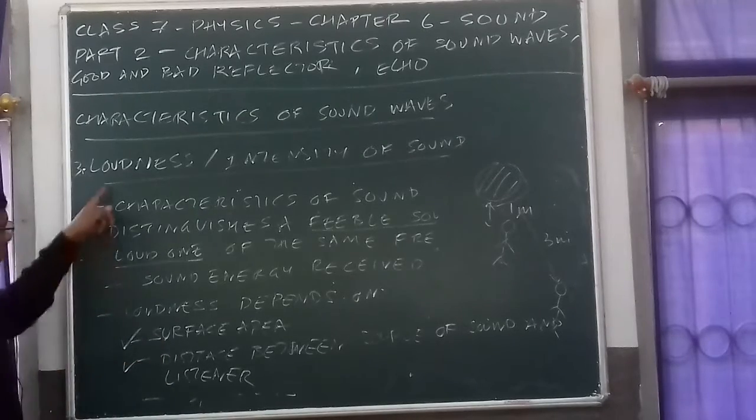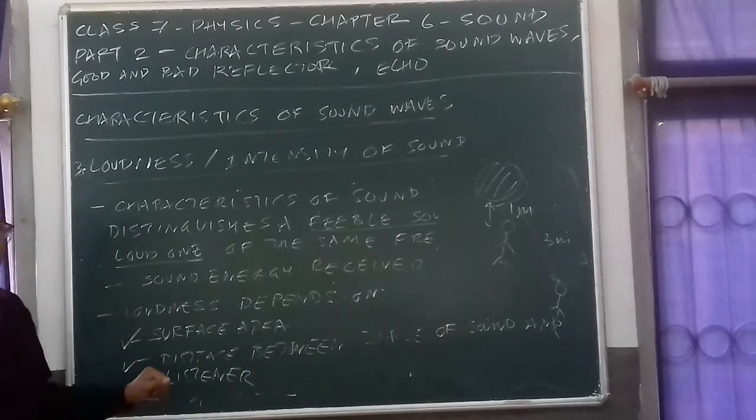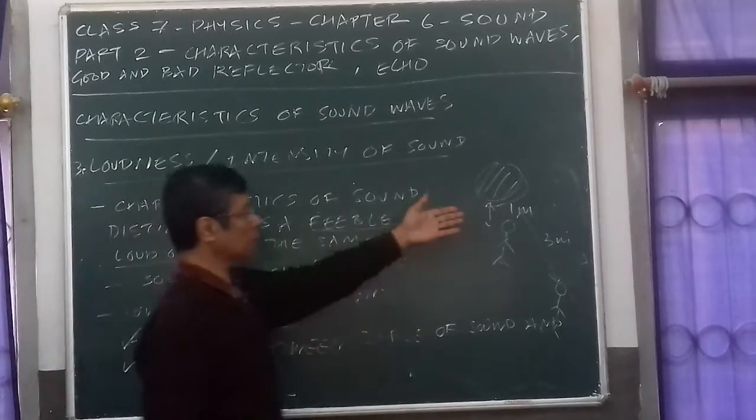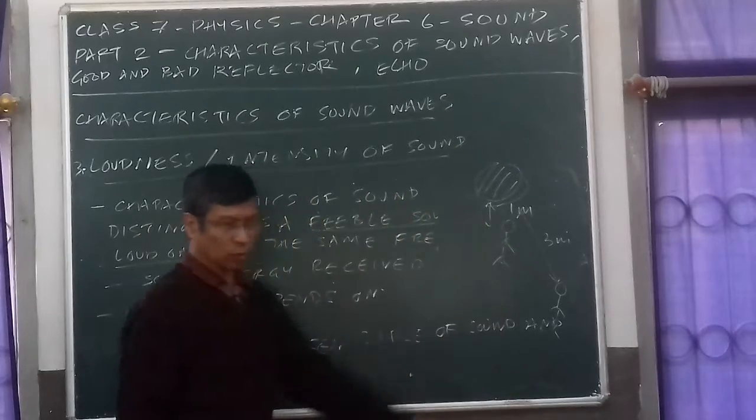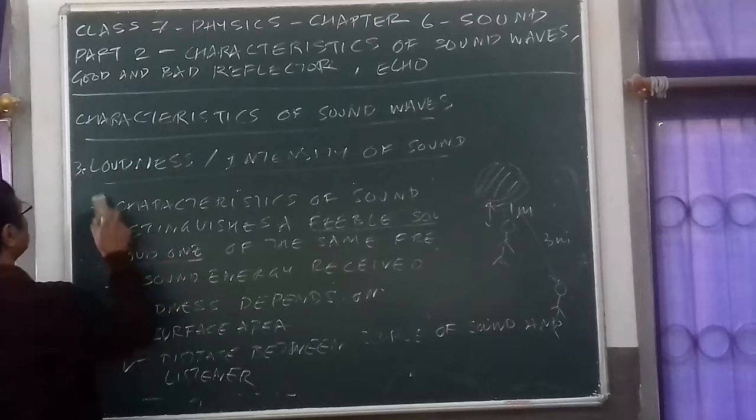So the loudness of sound depends on the distance between the source of sound and the listener. The closer you are to the source of sound, it will appear louder. The further away you are from the source of sound, it will appear softer.